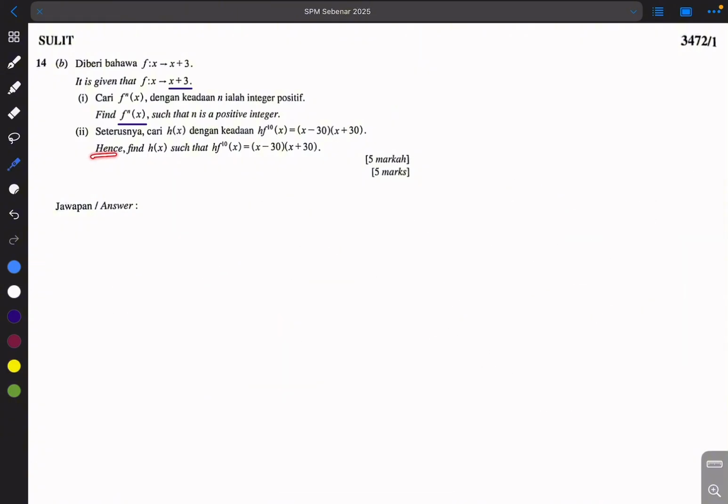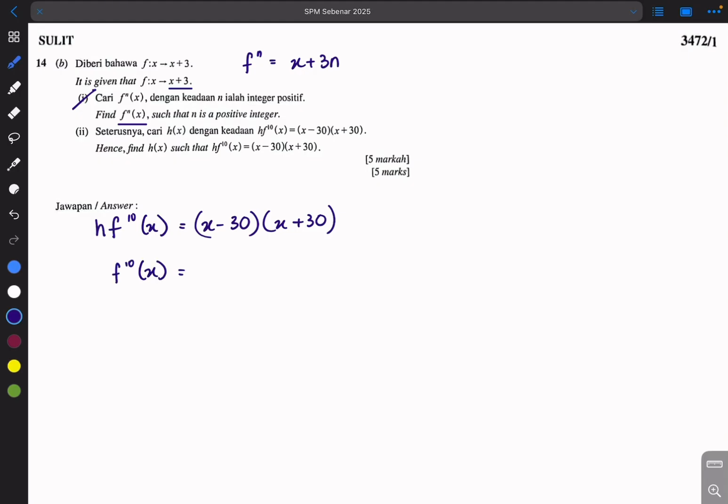B2. Hence, find h(x) such that h of f^10 of x is this. Right. So they gave us h of f^10 of x is x minus 30 times x plus 30. So from B1 just now, we found f^n of x equals x plus 3n. So f^10 of x would be x plus 3 times 10. We sub the n with 10. So f^10 of x would be x plus 30.